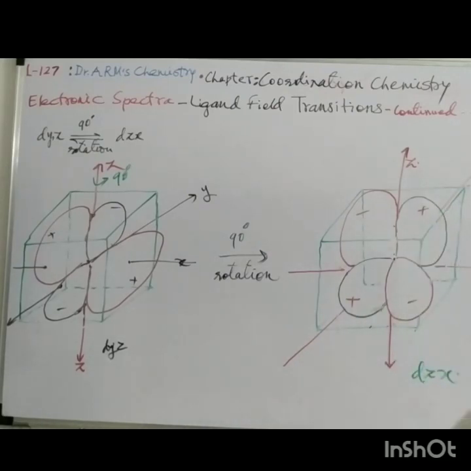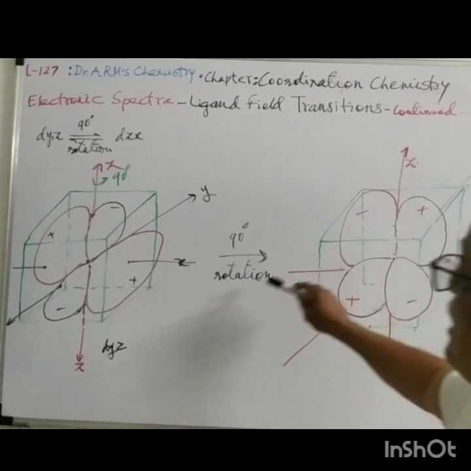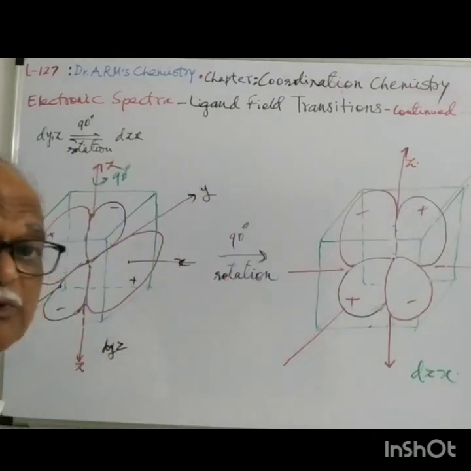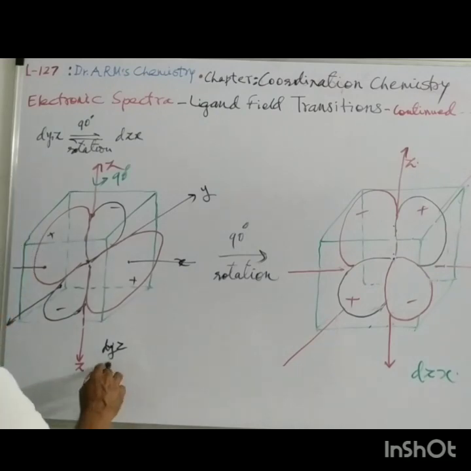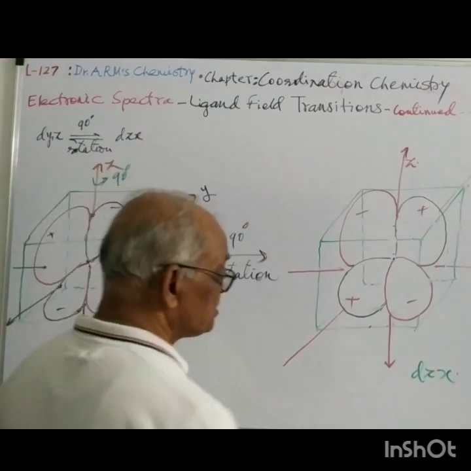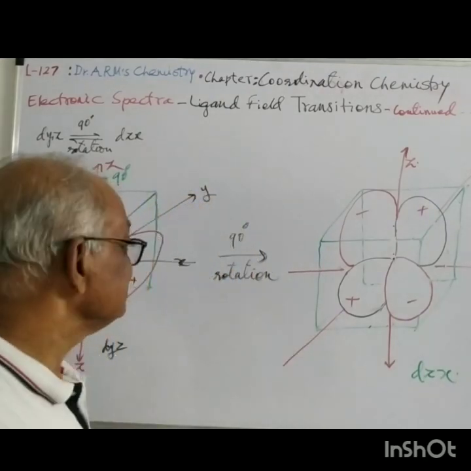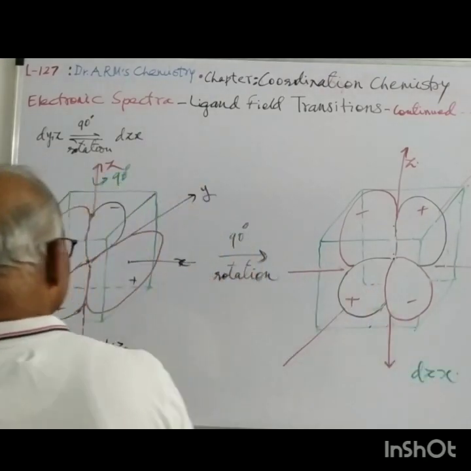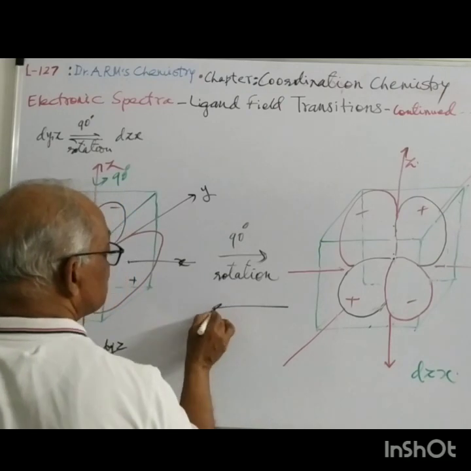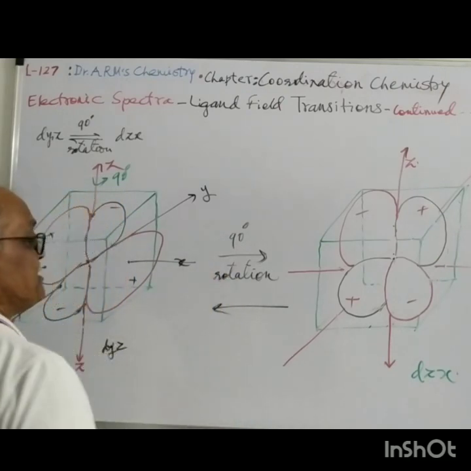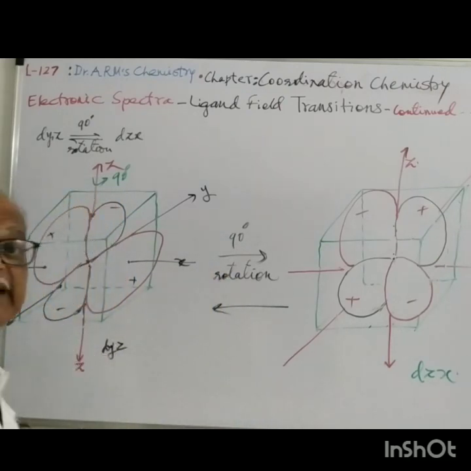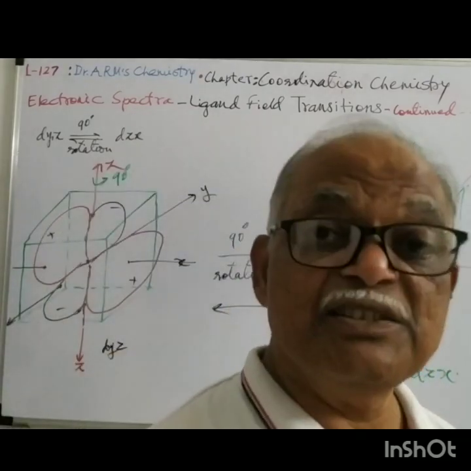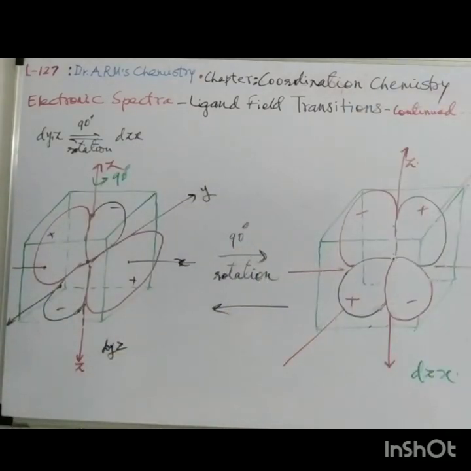So as a result, we can say that after undergoing rotation through 90 degrees, the dyz orbital changes into the dzx orbital, and this dzx orbital can change back, after the same 90 degrees, into the dyz orbital with a change in signs. So this type of change is observed.